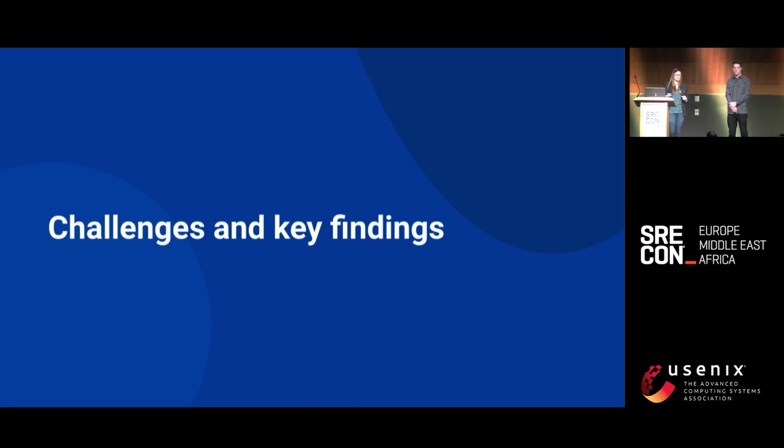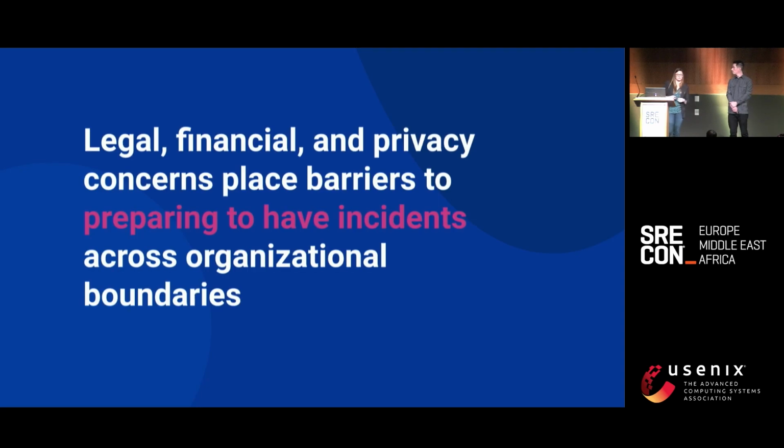But a few challenges and key findings, and these will probably sound similar to you if you've encountered this in your organization. The first one, and probably the biggest one that we hear about, is these legal, financial, and privacy barriers. Basically, when we want to get information across the boundary, one of the big recoils that we see in organizations is, if we interacted differently, can we do that legally? Is there a risk to privacy? Is there a risk to security?